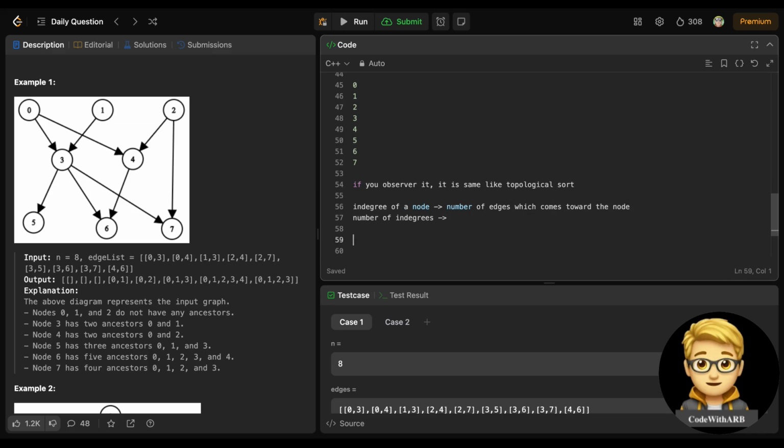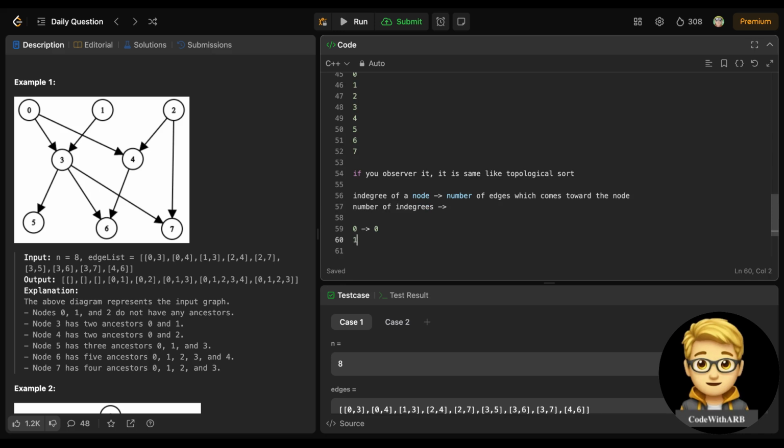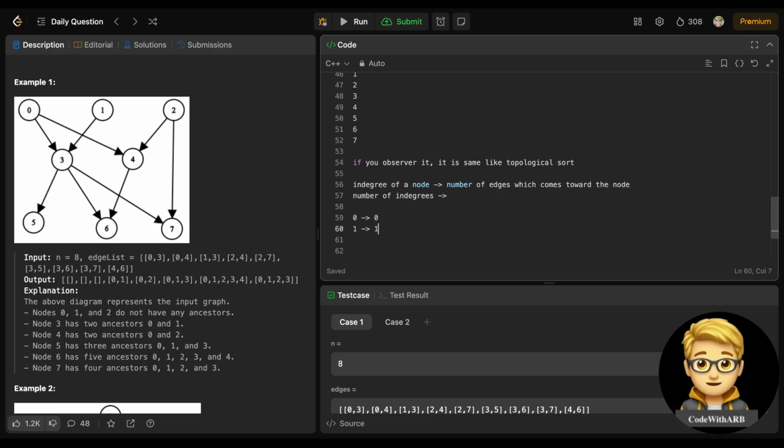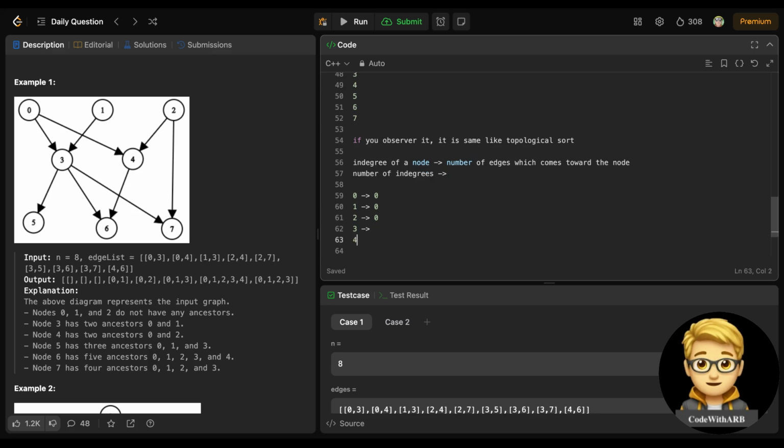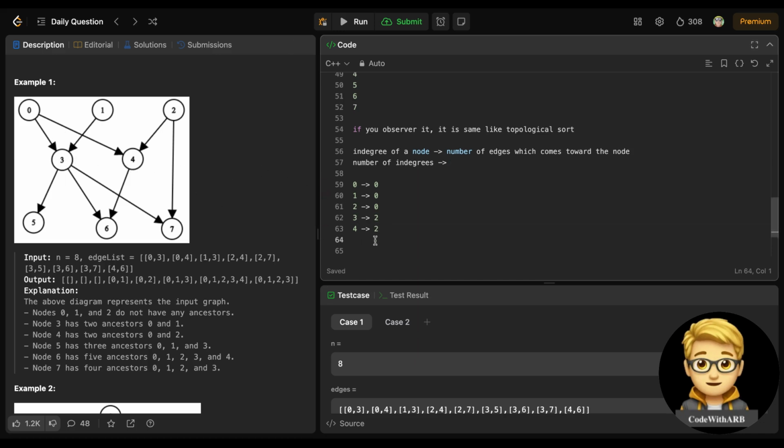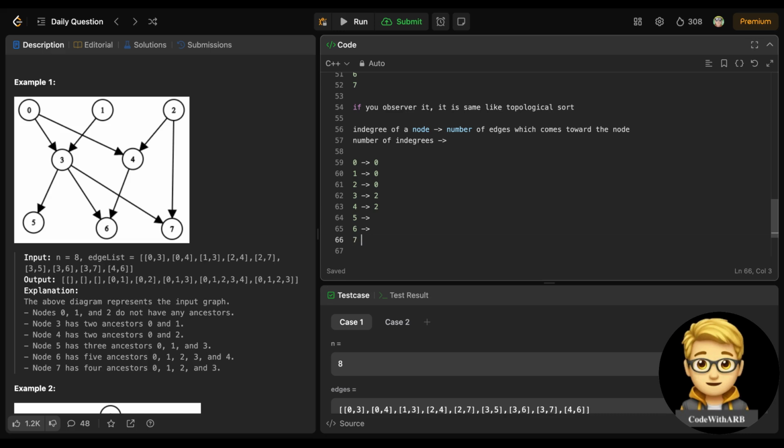So for 0 the number of edges is 0, for 1 it is also 0, and for 2 it is also 0. For 3 and 4 the number of edges is 2, because there are two edges coming towards 3, and the same for 4. For 5 it is 1, for 6 it is 2, for 7 it is 2.